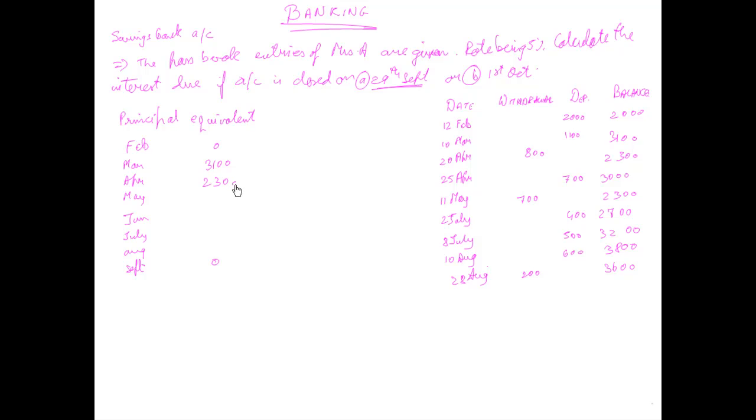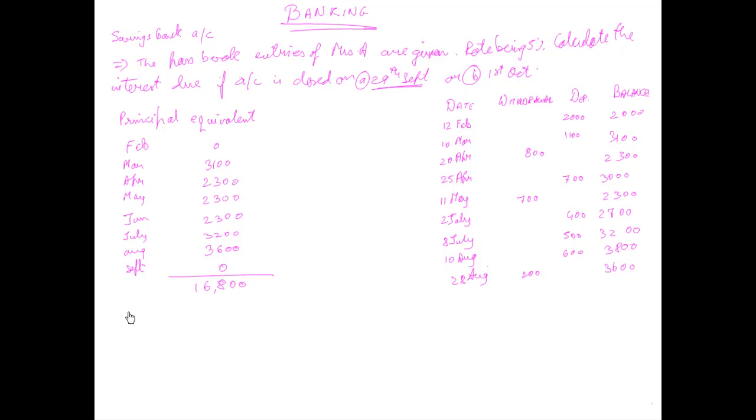They'll give interest on 2300 rupees. May will come out to be, children, 1 to 10 is 3000, but beyond that it becomes 2300, so we'll consider 2300. June, no entry, so 2300. July, children, till the 10th is 3200, so we'll consider that. And the month of August, children, will come out to be 3600. September will be 0 as we discussed earlier, children. Now we add all and the amount comes out to be 16,800.